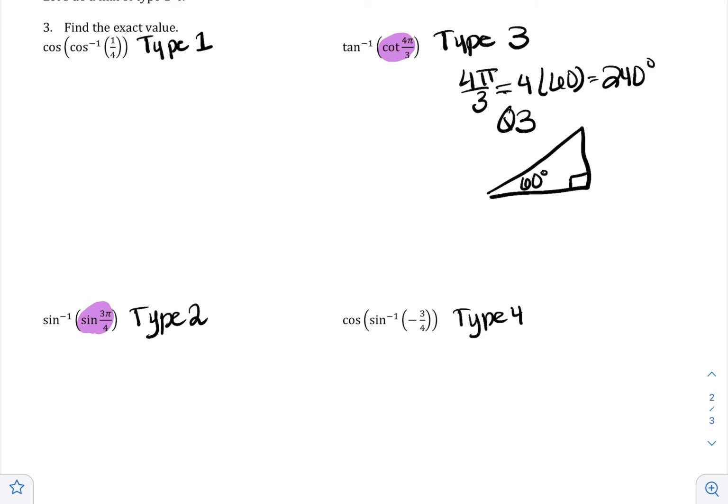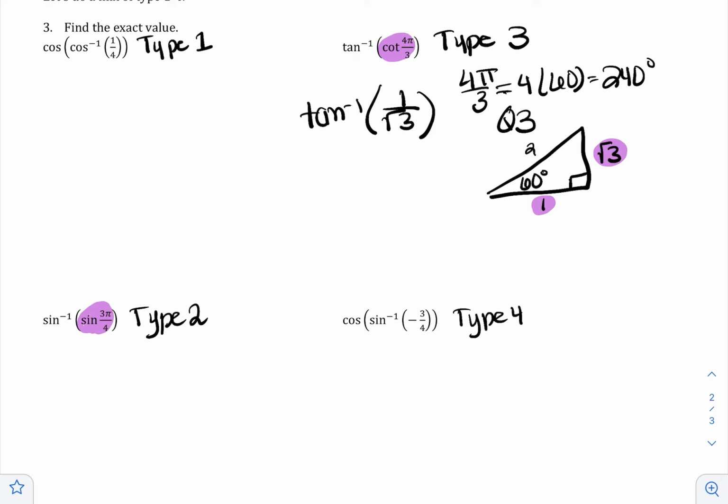Here's 60. Here's 2, 1, square root of 3. Cotangent, which is the reciprocal of tangent, is adjacent over opposite. So I have the tangent inverse of. And in quadrant 3, cotangent is positive because tangent is positive. So I have 1 over the square root of 3, or rationalize, radical 3 over 3.